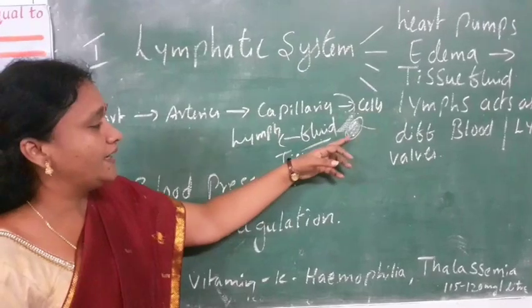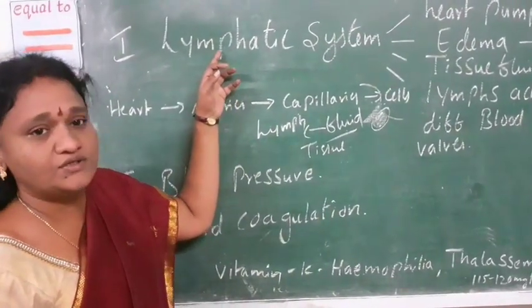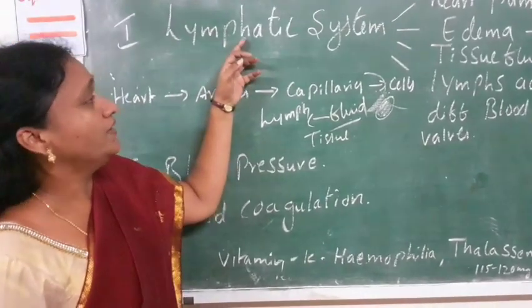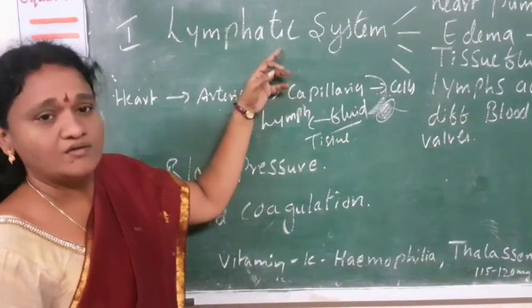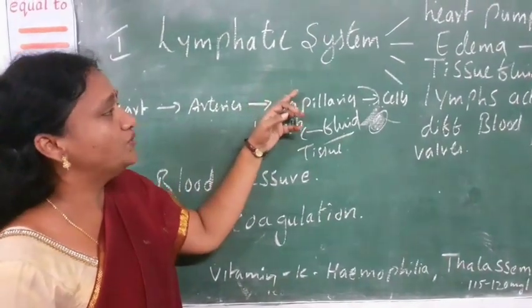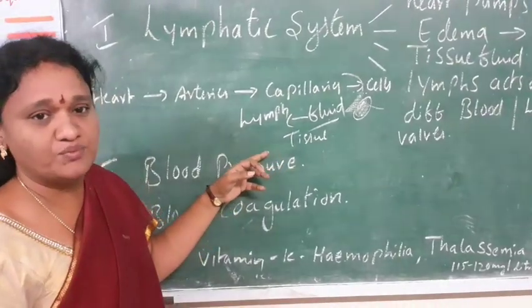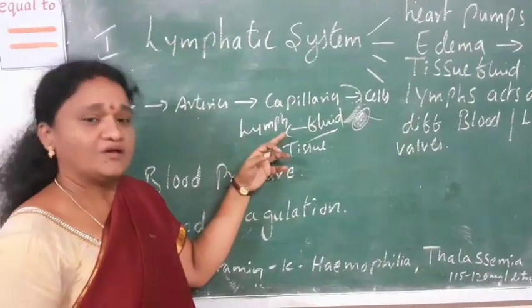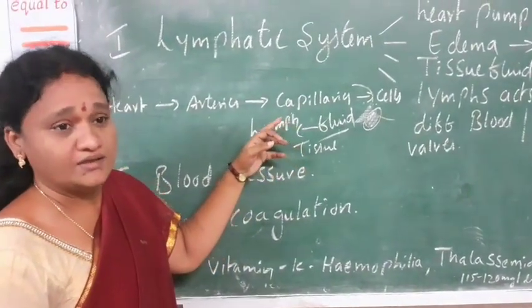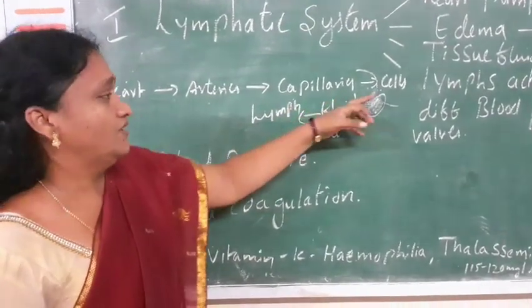That fluid is again carried by the lymphatic system, and that will be released into the venous system, and it will be sent back to the heart. From the heart, again this blood will be sent with the nutrients to the cells. That's why the lymphatic system plays an important role to remove the excess fluid in the junctions, in between the cells and the capillaries.